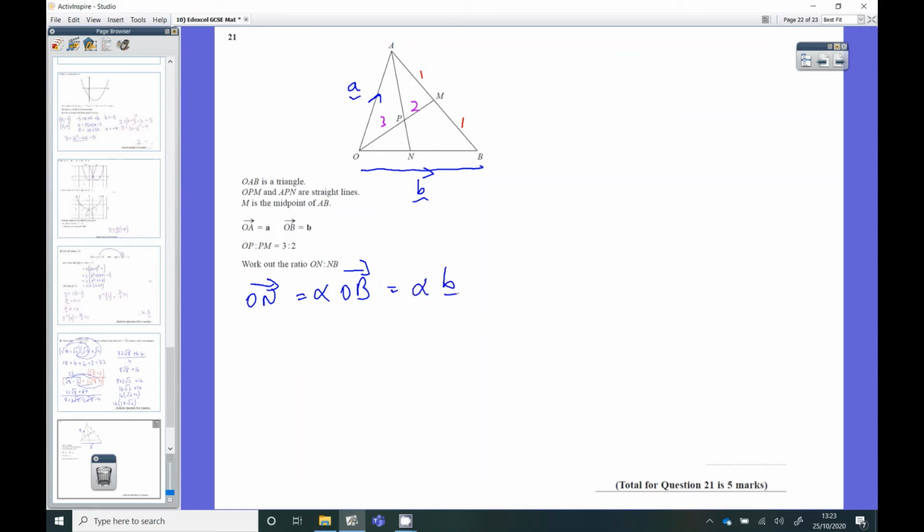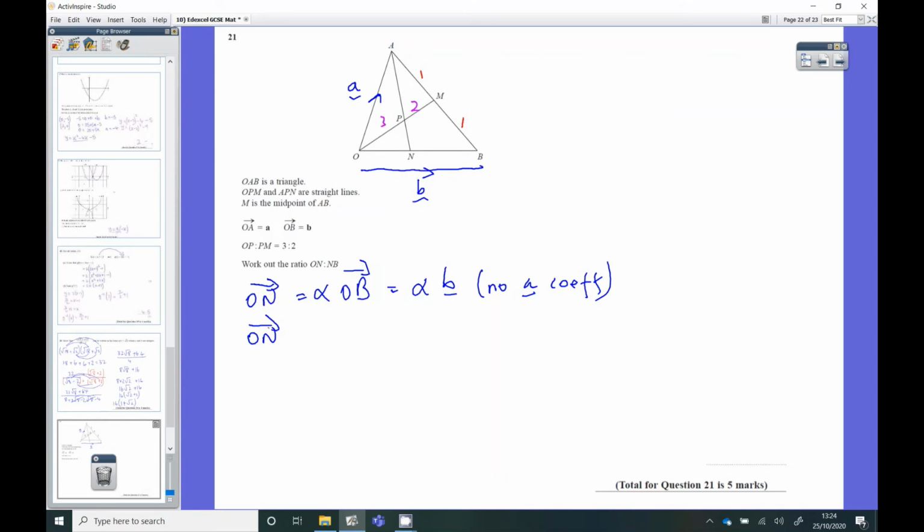Okay, so what do we see about O to N? There is no A component at all. There's no A coefficient. Whatever the answer is, O to N is going to be purely a multiple of the vector B. So we really need to focus on another way of representing O to N.